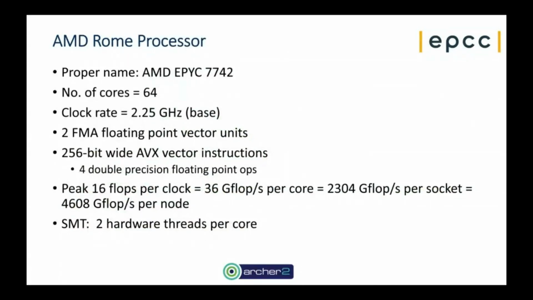Okay, so what does our actual hardware look like? We're using in ARCHER2 AMD EPYC 7742 processors, 64 cores per processor, with a 2.25 gigahertz base frequency. Actually, that's been dropped recently to 2 gigahertz, so you can push it back up if you want. Each one of those 64 cores has 2 floating point units. And each floating point unit can do a fused multiply add instruction at once.